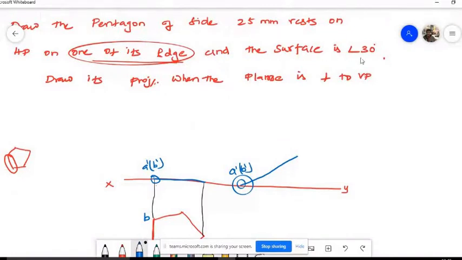No, the sun is inclined at 30, not edge. So actually, I read the whole sentence as one, sir. Okay, and actually maybe edge, comma, and the surface is inclined at 30 degree. Okay. But even then, you need to understand one thing.